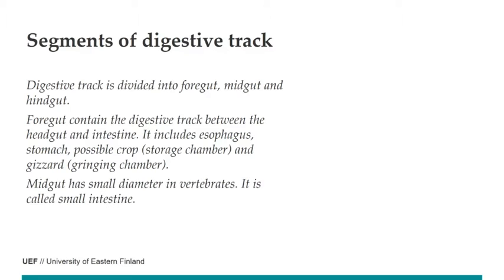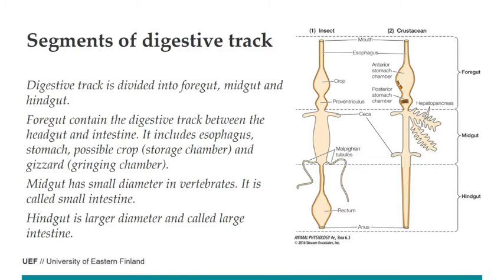And then we have the midgut. Usually in vertebrates it has a small diameter, and that's why it's called the small intestine. And then we have the hindgut, which has a larger diameter and is called the large intestine. The same parts are also found in insects and crustaceans. But as you can see, here the midgut does not have such a small diameter, so they must have different absorption or digesting mechanisms.